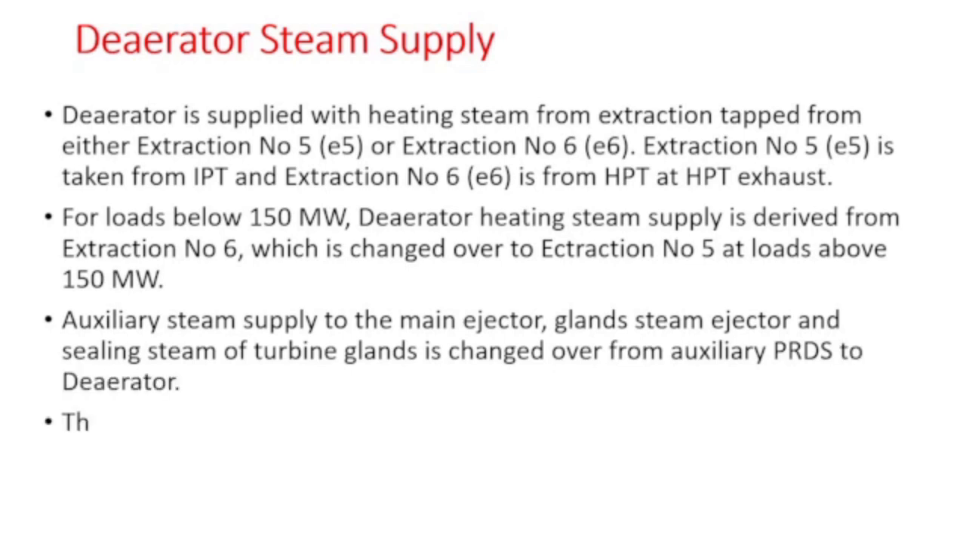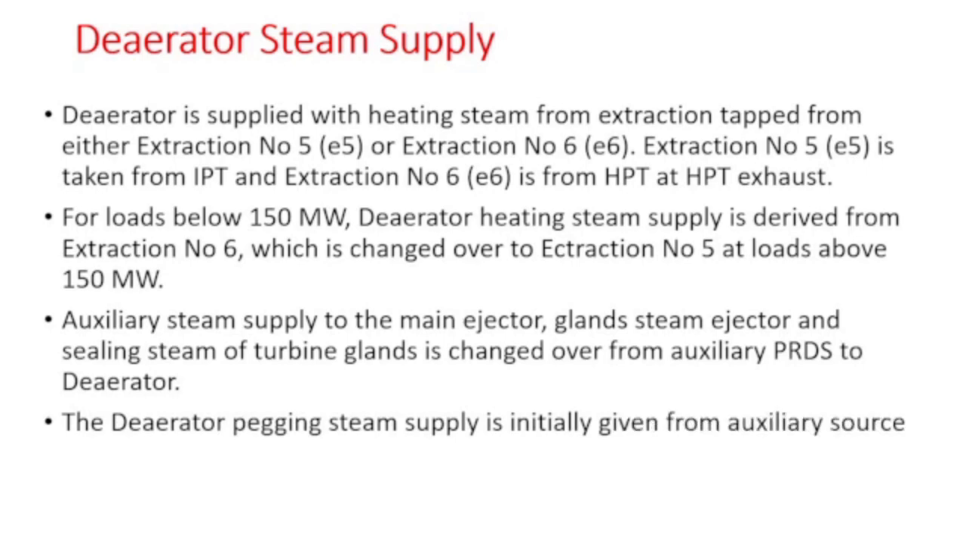Auxiliary steam supply to the main ejector, gland steam ejector and sealing steam of turbine glands is changed over from auxiliary PRDS to deaerator. The deaerator pegging steam supply is initially given from auxiliary source to extraction number 6 at about 90 to 100 megawatt of load. So this is about the steam supply to the deaerator.